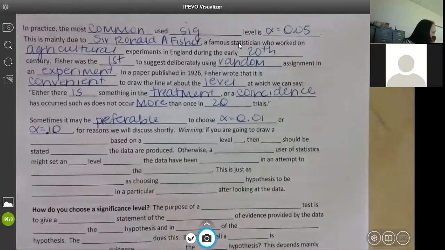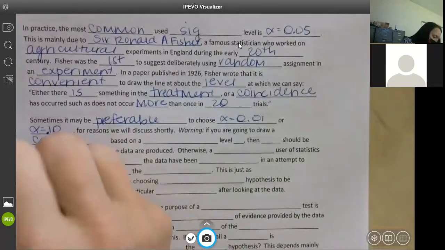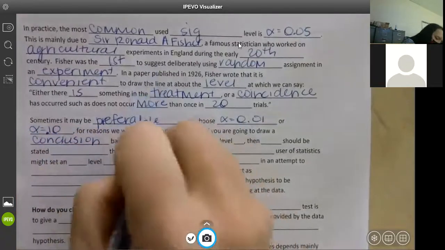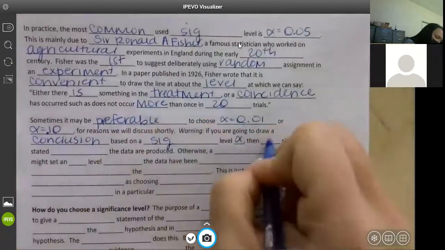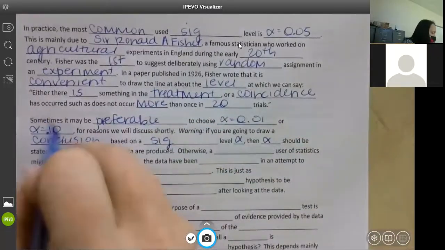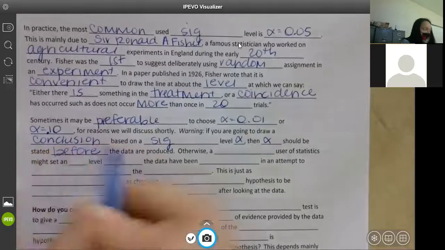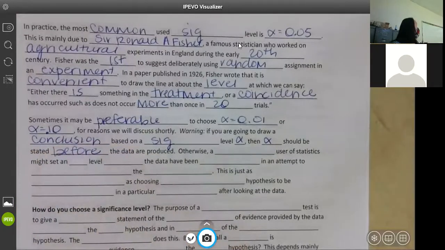Warning, if you're going to draw a conclusion based on a significance level alpha, then alpha should be stated before the data are produced. So when we start doing state, plan, do, conclude, it has to come at the top. Okay, and that is in the state. I always put it in the state part.